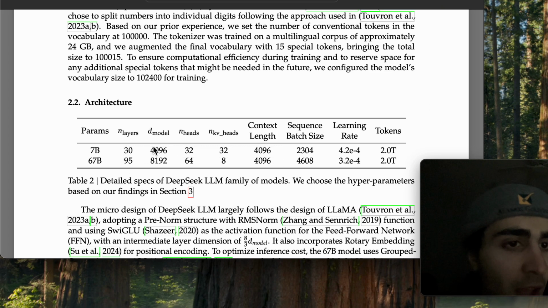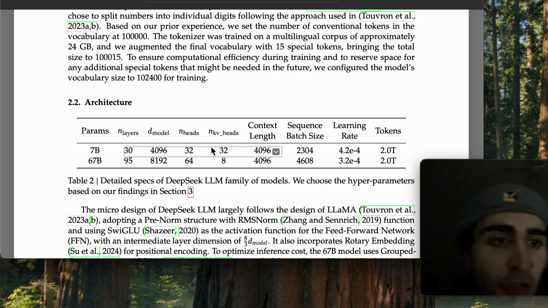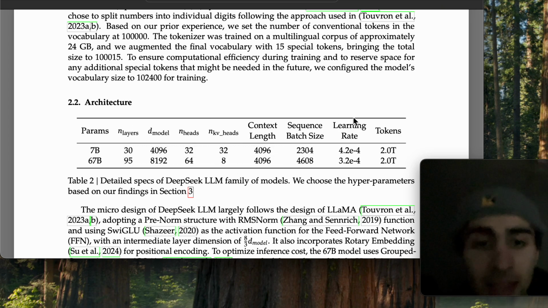So whereas the dimension size is double, the number of heads is double, the KV heads is actually different by a factor of 4. So that's also non-trivial, but let's get back to the number of layers, which is different by a factor of greater than 3. And this is commented on in the paper.